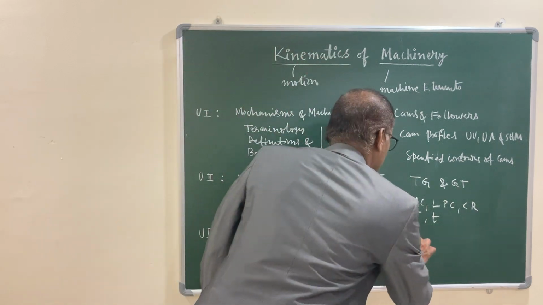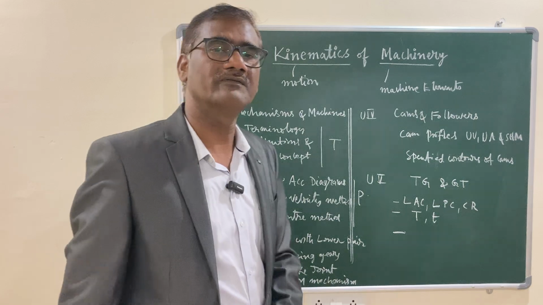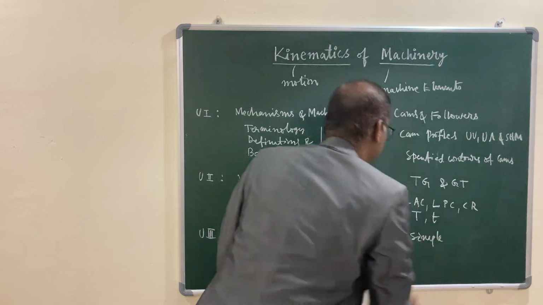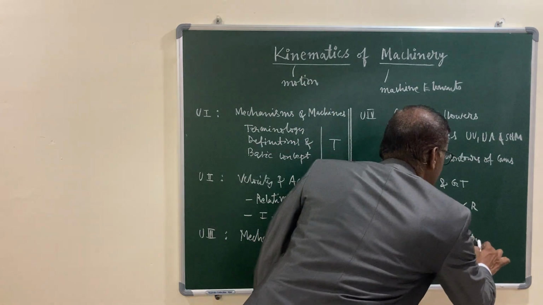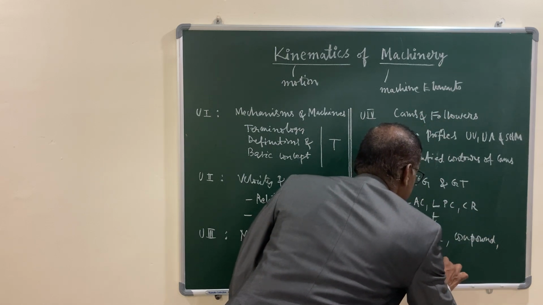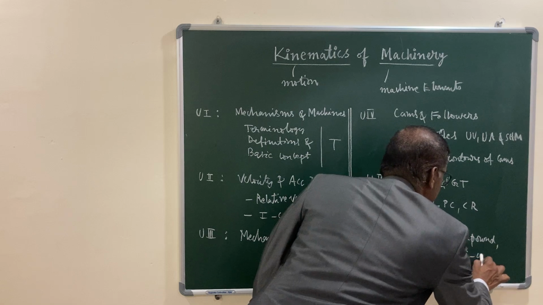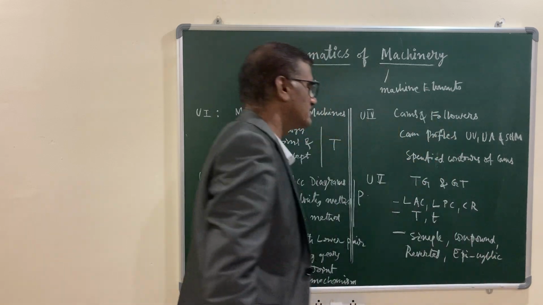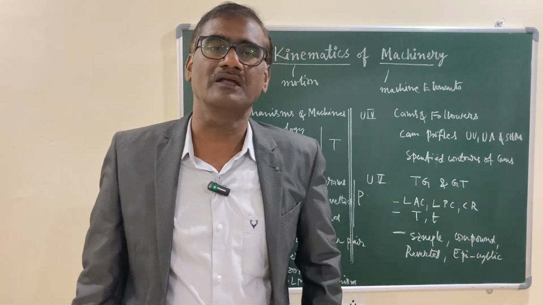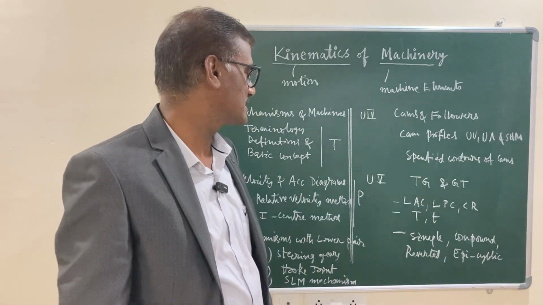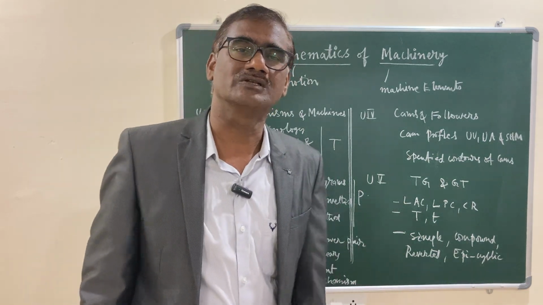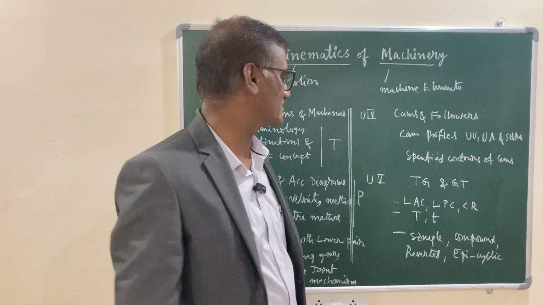And the other side, you have gear trains. You have a number of types of gear trains: simple gear train, compound gear train, reverted gear train, and epicyclic gear train. These are the various types of gear trains, and you will be understanding how to calculate the train value, the velocity ratio of various types of gear trains, and the best way of calculating velocity ratios is the epicyclic, which you are going to understand by solving the problems.